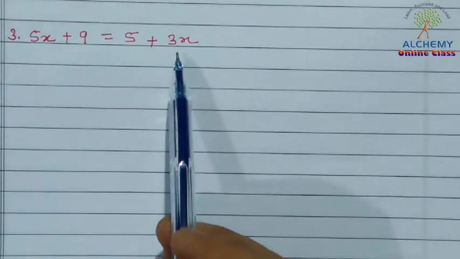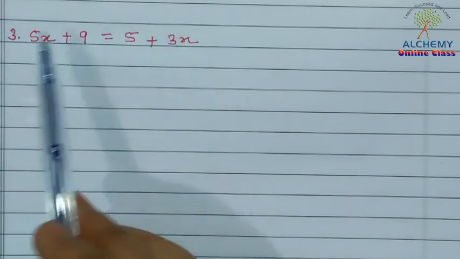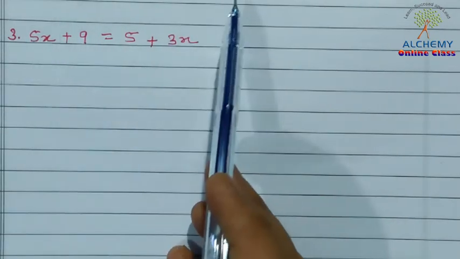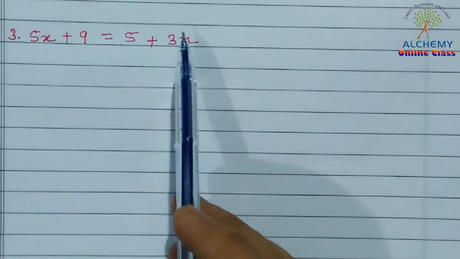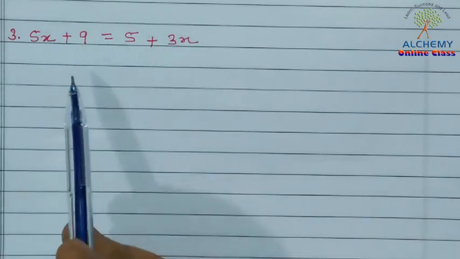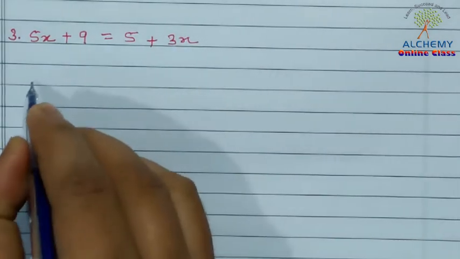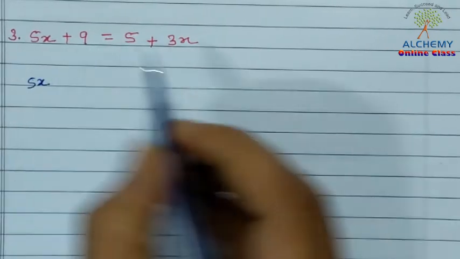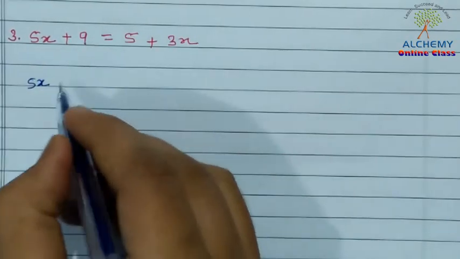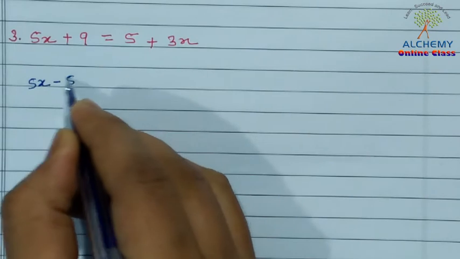Okay, so 3x can be taken to this side or 5x can be taken to this side. Okay, we have to take both the variables to one side of the equal to. Okay, so we have 5x here. Okay, 3x can be taken to this side and it will be subtracted from 5x.